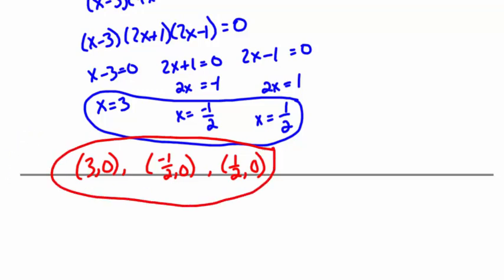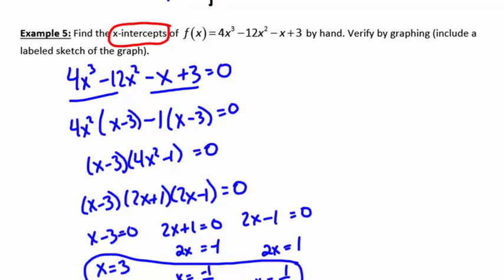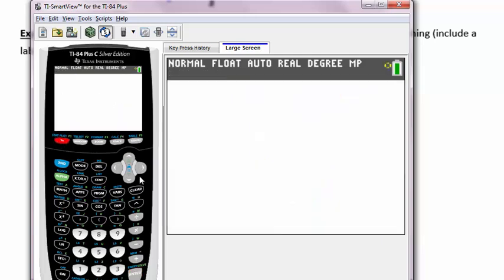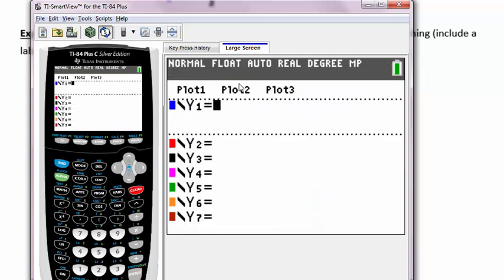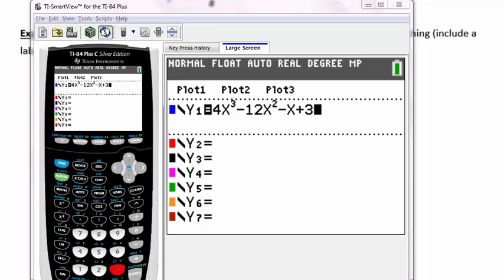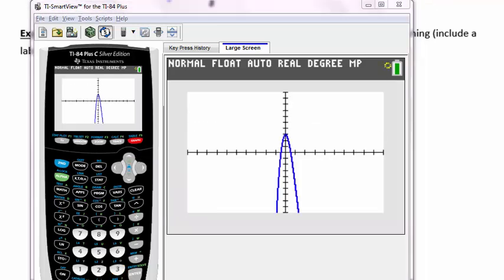Now I want to also verify this by graphing, so we're going to take this equation and graph it and look for the zeros. Back to our y equals menu, clear it, and enter the new equation. Once your new equation has been typed in, click the graph button. And when that shows up, you can see your 3 zeros. They do indeed look like -1/2, +1/2, and 3.